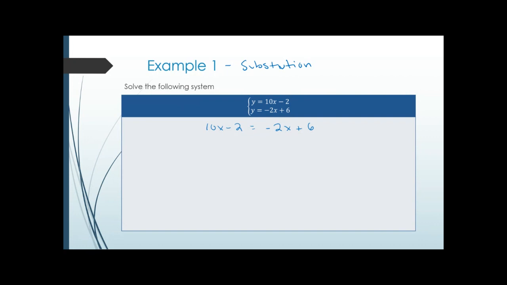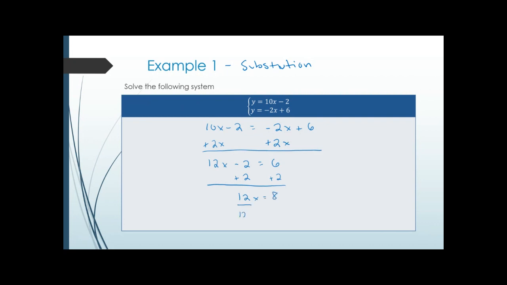Because they're both solved for y, you can set them equal to each other. And then we have an equation that we can solve for x. So I'm going to start by adding 2x to both sides. And that gives me 12x minus 2 equals 6. Then I will add 2 to both sides. And that gives me 12x equals 8.